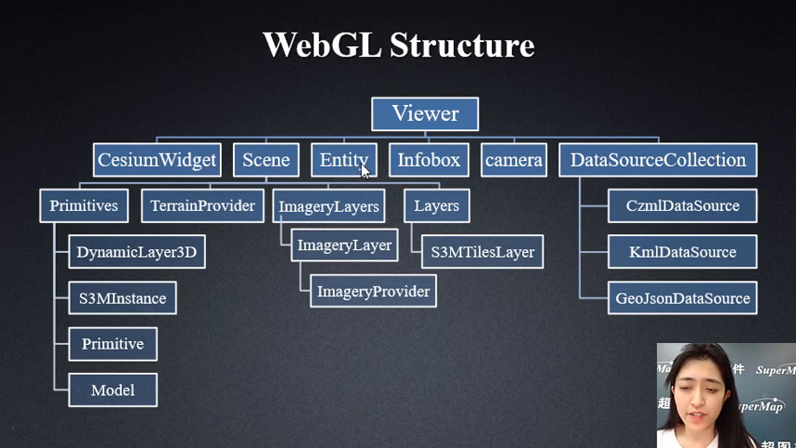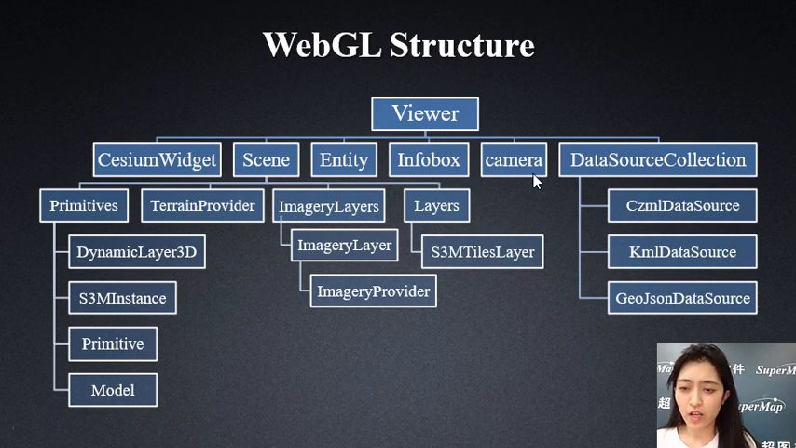And there is also the entity. It mainly loads vector objects, which are very similar to primitives. The difference is that the entity has a higher degree of encapsulation, while primitives are directly added to the viewer to display. And the info box is a message pop-up window which can display the message directly in the scene.